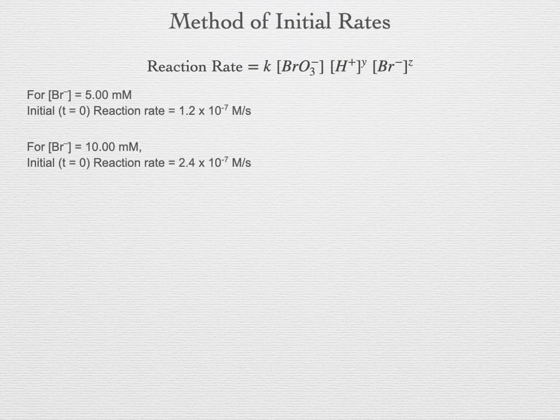Can you see what that value for z means? Well, z must be equal to 1 also. Here's the updated rate equation. The next step, do a similar experiment, but with the hydronium ion concentration. Keep bromate 3 millimolar and bromide at 5 millimolar. Do experiments with H+ equal to 10 millimolar and then 20 millimolar.